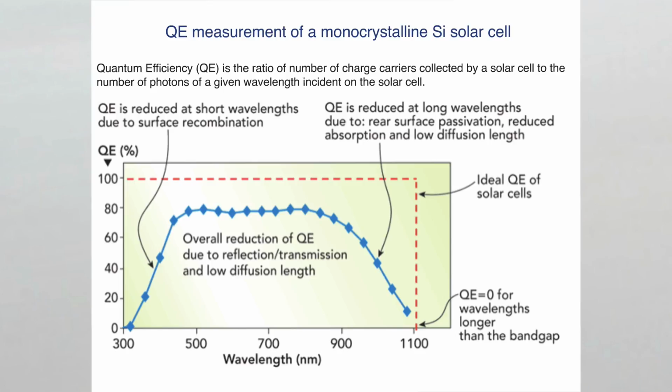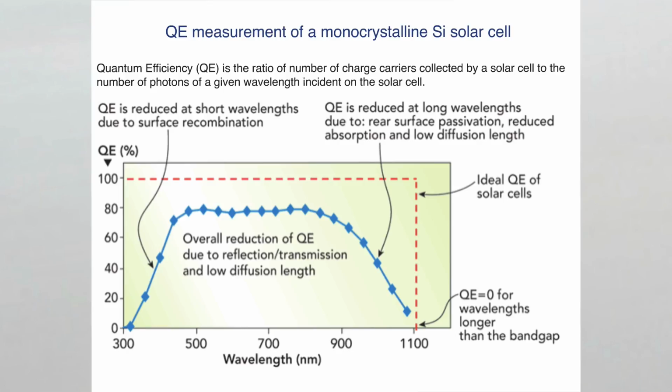And you have low diffusion length, which is generally dependent upon the crystal structure itself. Crystalline silicon is not bad, but amorphous silicon, for example, has too many defects in the grain structures and you get diffusion length problems. But that's not so important for us.